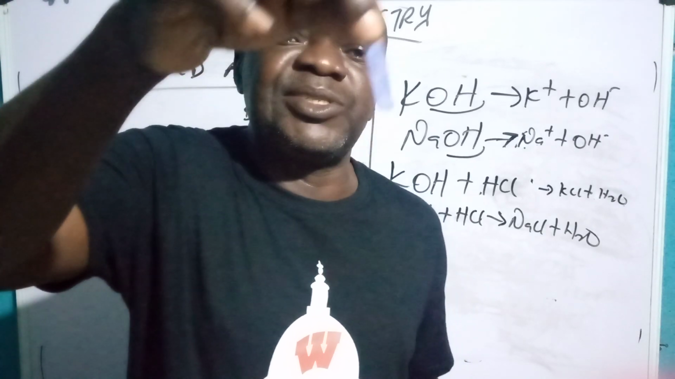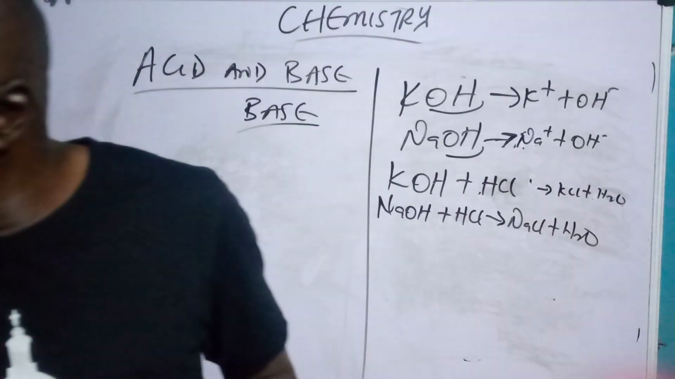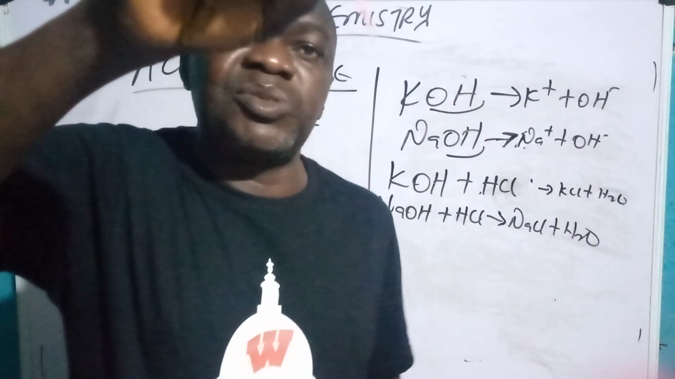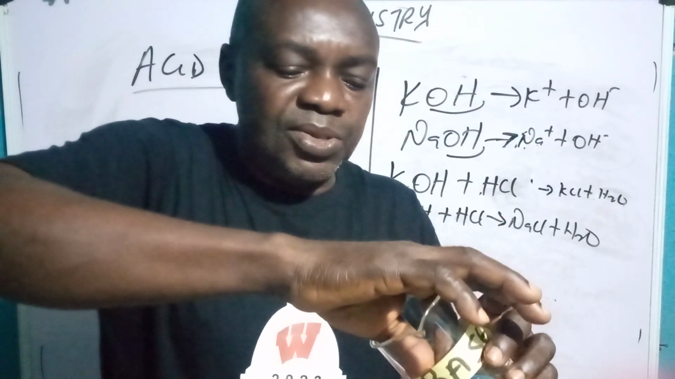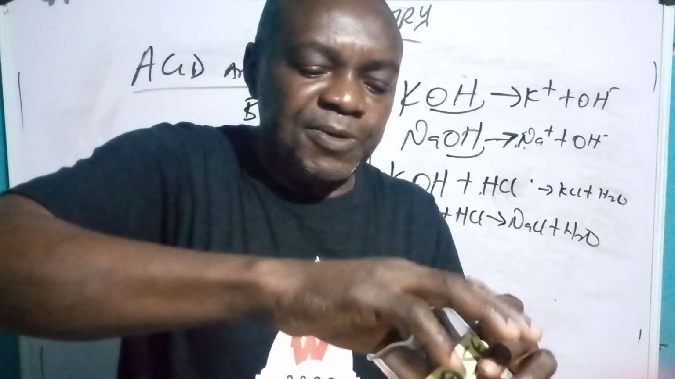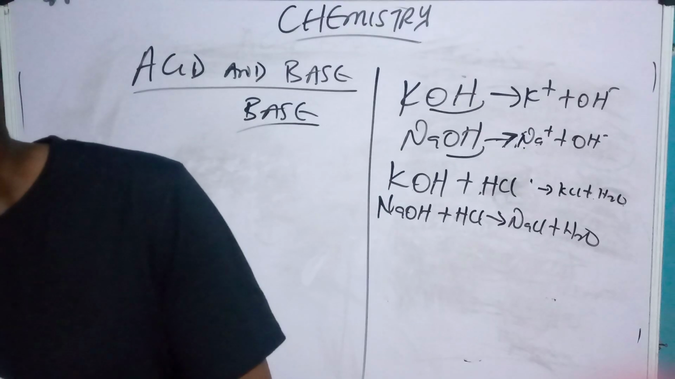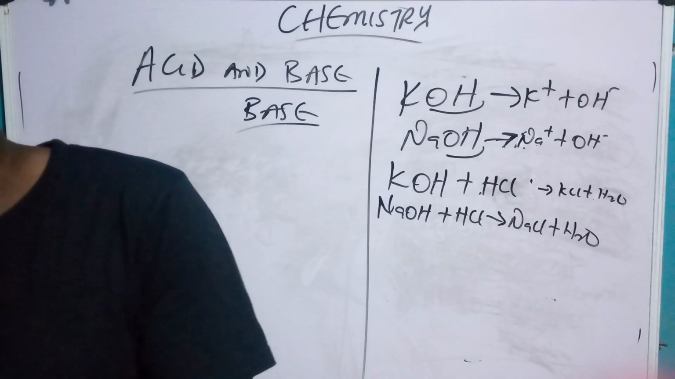You can see it. It has changed to blue. Let's do another one of this kind. You see, this is another red litmus paper. We use it to touch a base solution. You see it, it has changed. The part that touched it has changed to blue. So that is how we know a base. It changed the red litmus paper to blue.